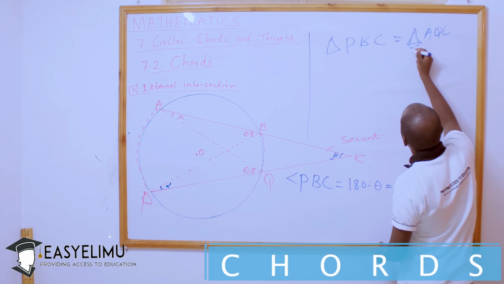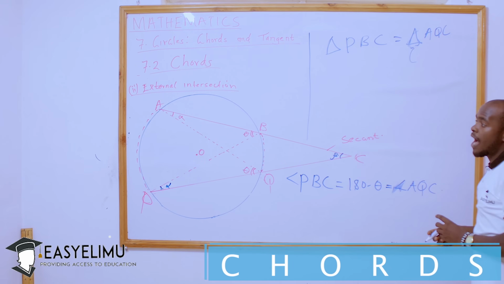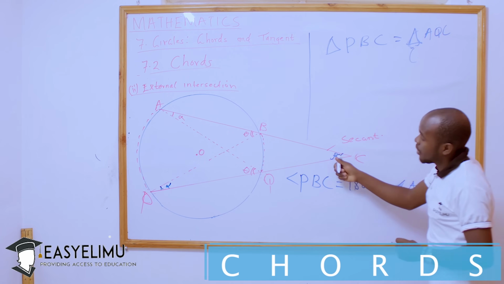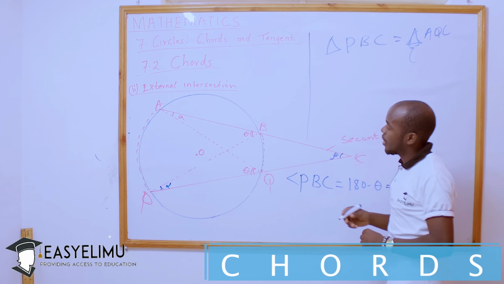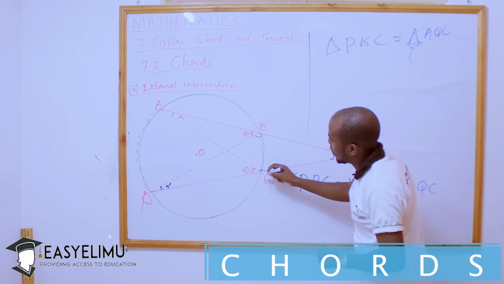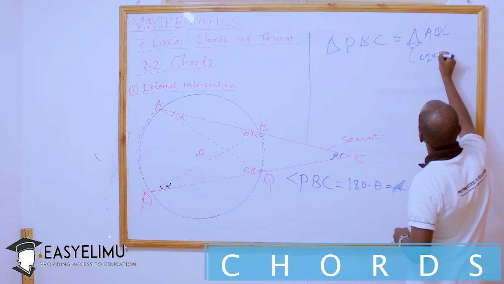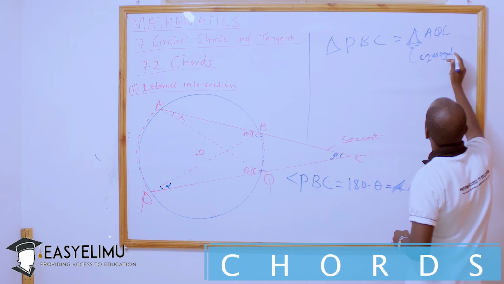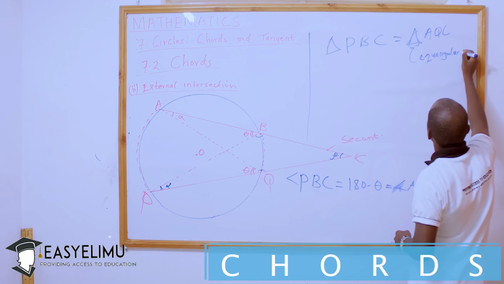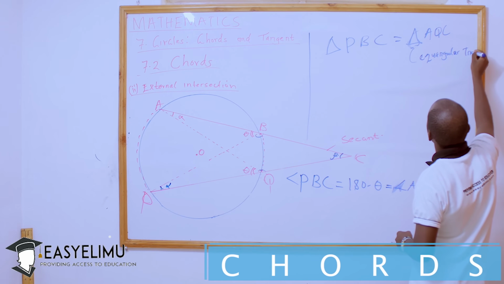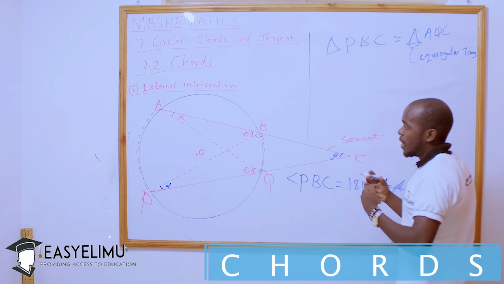AQC. And this is because they have this angle similar to this one, and the other angle similar to that. So we shall say they are equiangular triangles. That is the rule which connects them together.